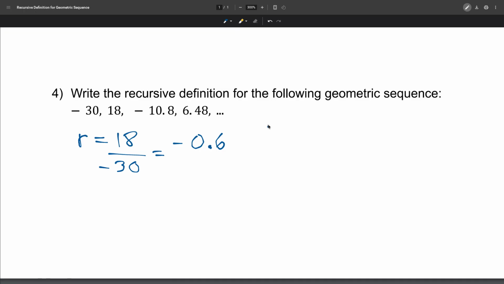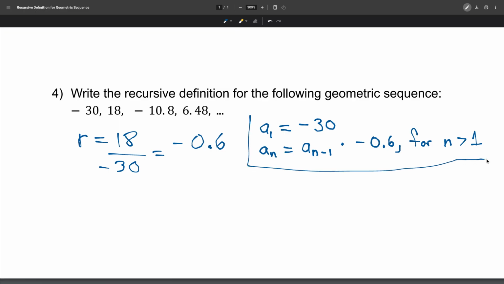Our first term, a sub 1, is going to equal negative 30. Our nth term, a sub n, this is our recursive formula, is going to equal a sub n minus 1 times the common ratio, negative 0.6, for when n is greater than 1. And that's our recursive definition for number 4.